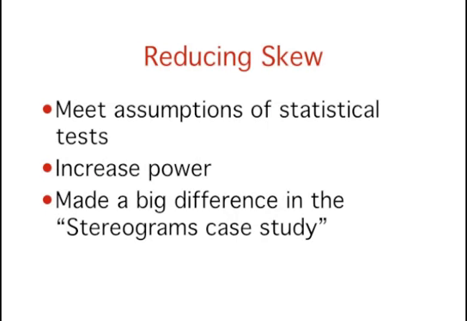These histograms show the distribution of times in the stereograms case study as a function of lambda. Notice how the skew changes from extremely negative for lambda equals -2 to extremely positive for lambda equals +2. The raw data are represented by lambda equals 1, since raising a value to the first power does not change its value. The least skew is found for lambda equals 0, which is a log transformation.